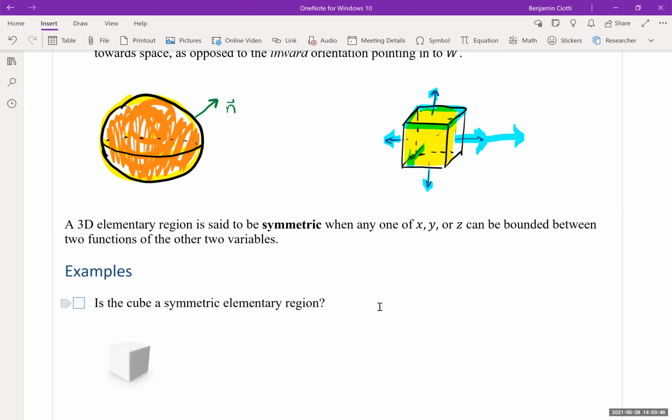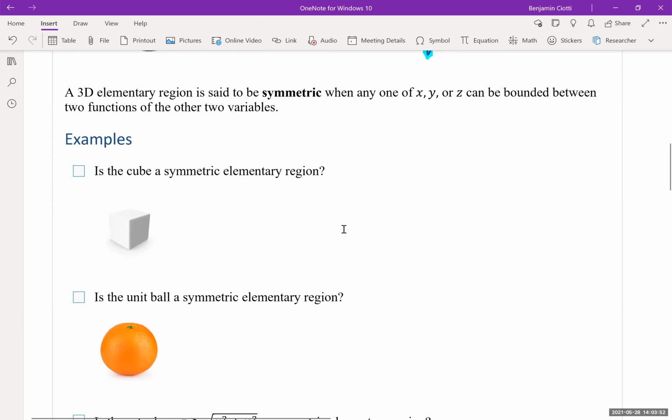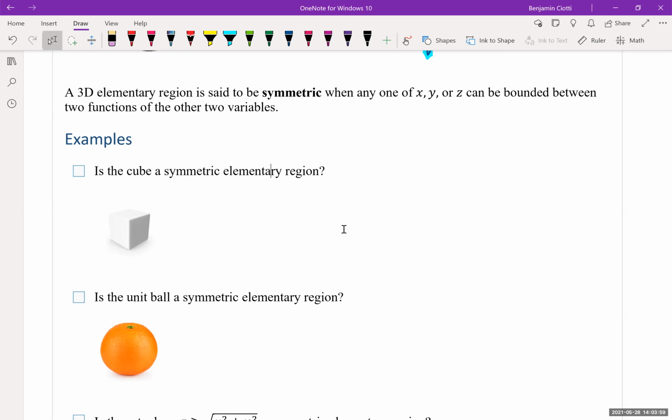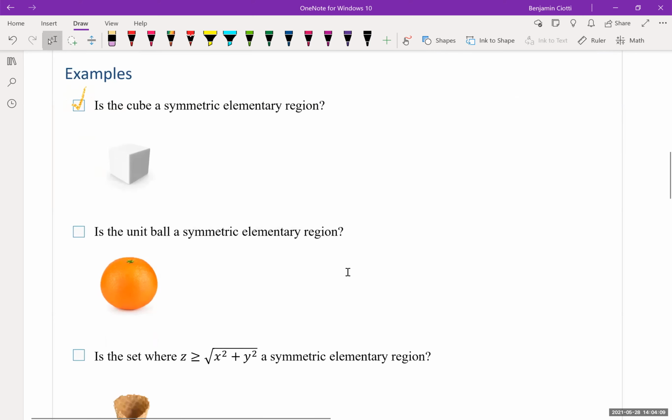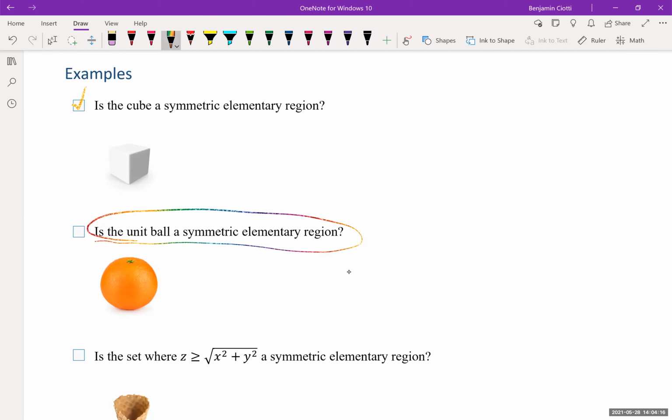So, yes or no, folks, is the cube a symmetric elementary region? Yep. Yeah, cube symmetric. Okay. Yes or no, folks, is the unit ball a symmetric elementary region? Yes or no? Yes, it is.